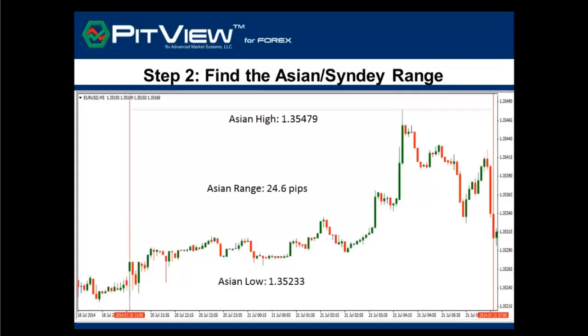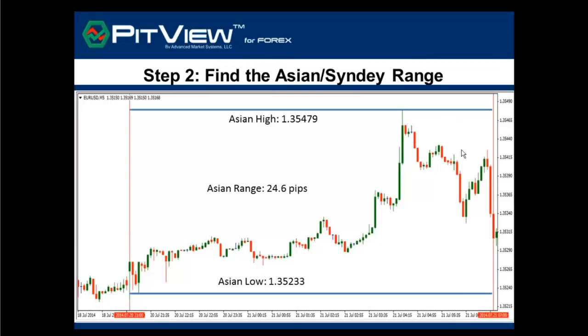Like I said, it's actually very simple to look for on a chart. On our 5-minute chart, and the daily chart we just want to use to find the range, the 30-day ATR. Once we have that number, we can go straight to our 5-minute chart and start looking for a trade. So in this case, we have the Asian high at 1.35479, the Asian low at 1.35233. So the Asian range is sitting right here at 24.6 pips from the low to the high.